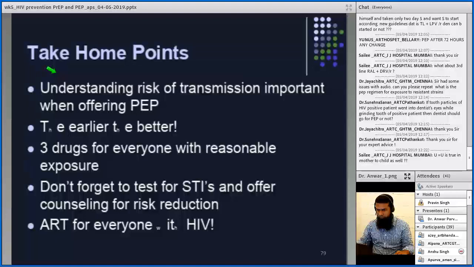Is it true for mother to child as well? That's a very good question. In fact, the same question was asked in the U=U session also. There is no evidence to say that, because all these studies which I showed you were for sexual transmission of HIV. But we know for a fact that the 30 to 40% risk of transmission from mother to child can be reduced to less than 1% with the use of all these strategies: starting ART early in the mother, good adherence to ART, and then the viral load becoming undetectable in the mother.